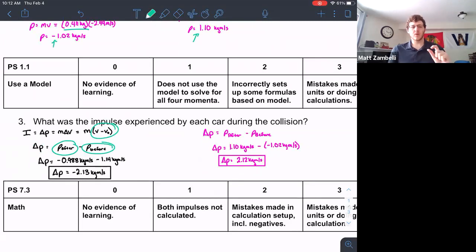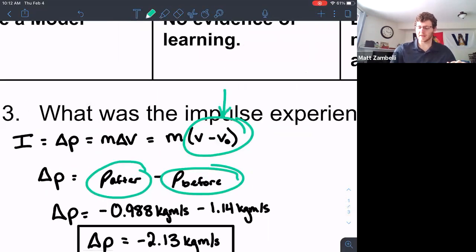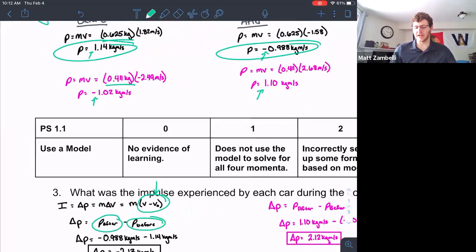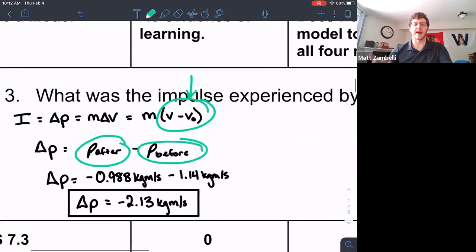I did see quite a few people make errors in this part, because we did the change in velocity but we forgot the direction again, or we did the change in velocity but we did the beginning minus the end. That change, that delta, that triangle, always means final minus initial, or after minus before. So we always need to make sure we're showing that.